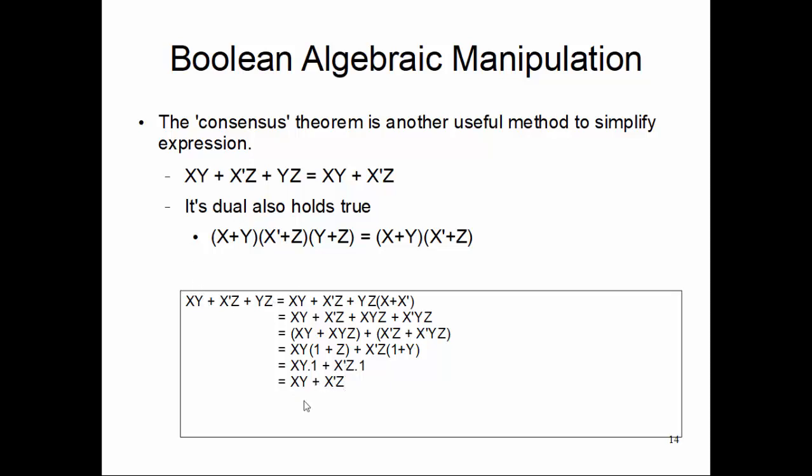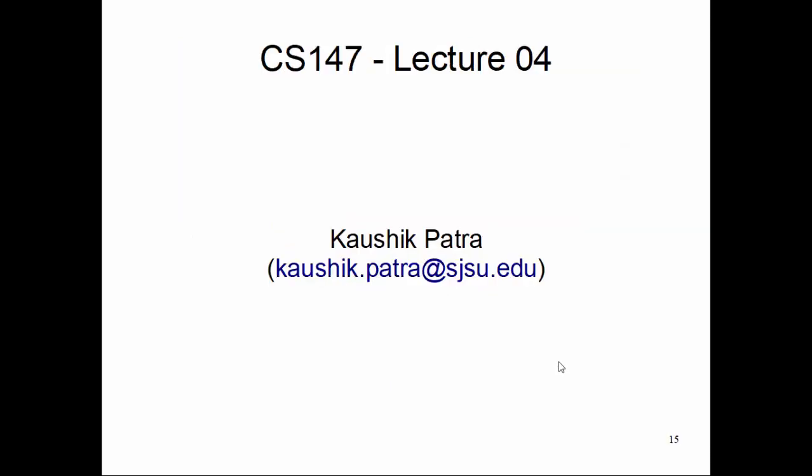See, so that relation holds. So if two different variables are associated with another variable in its complemented and uncomplemented form, and those two variables are associated together through an AND in that expression, we can eliminate that term from the whole expression in order to reduce it. So that's the consensus theorem. That's all for this lecture 4.